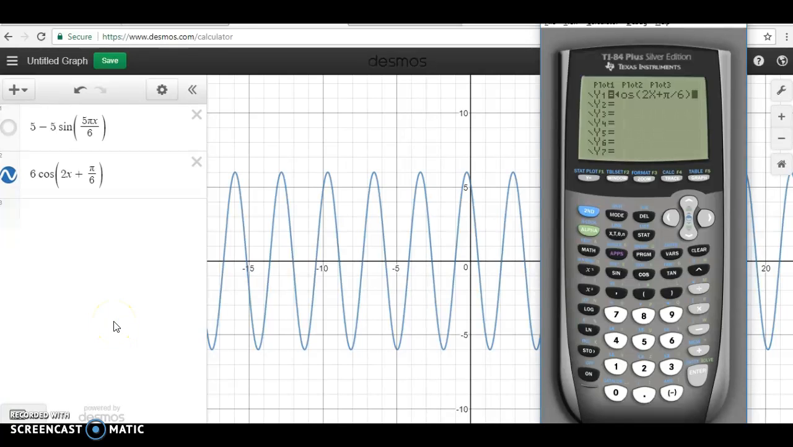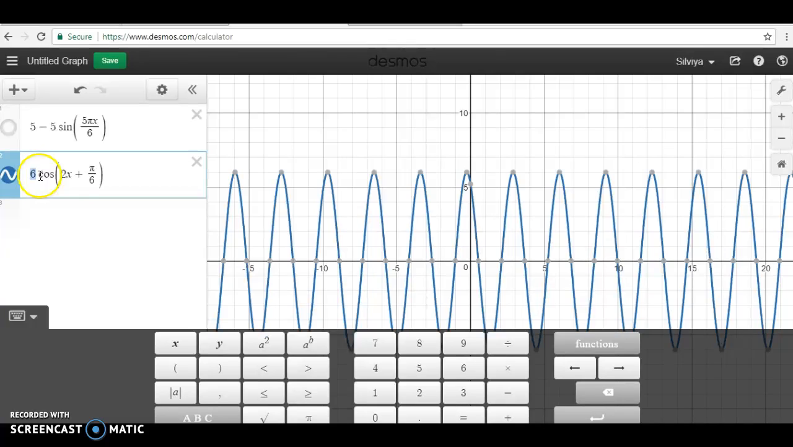Hey guys, just wanted to do a quick video and talk to you about how you can use Desmos and the graphing calculator to really see some of those important points that we've been talking about with both sine and cosine. So the function that we are going to be interested in is 6 cosine of 2x plus pi over 6. Automatically we can see that the amplitude is 6.